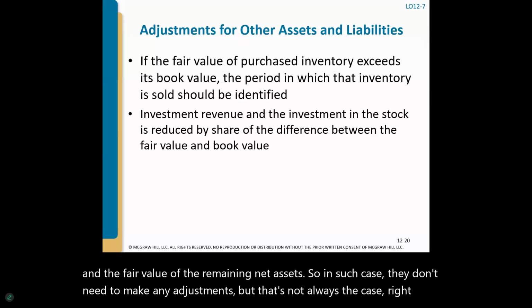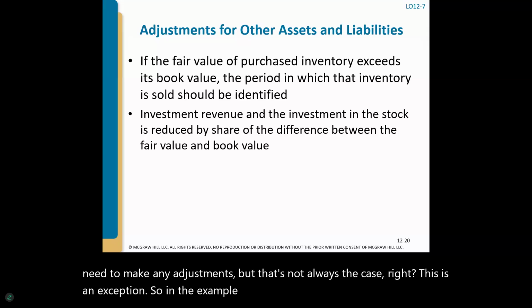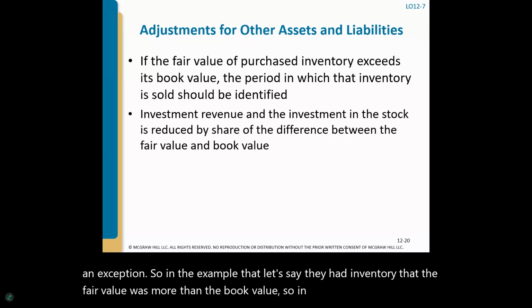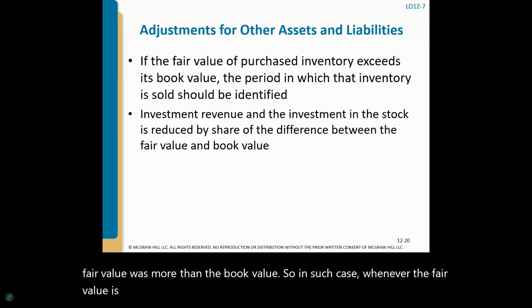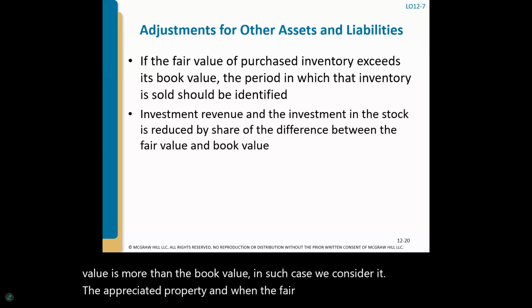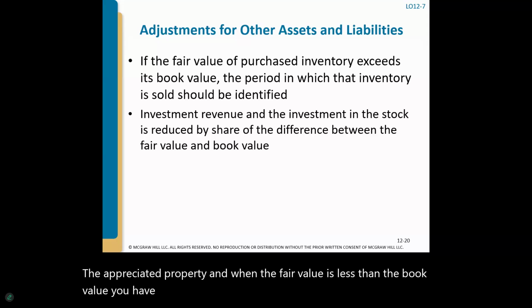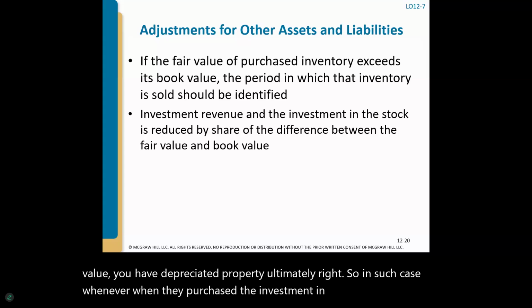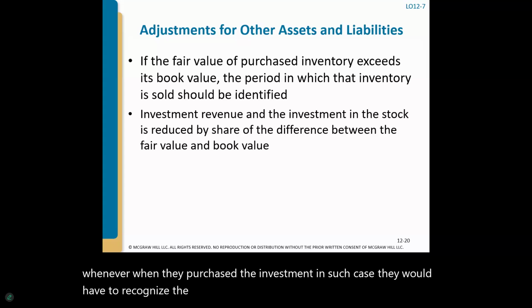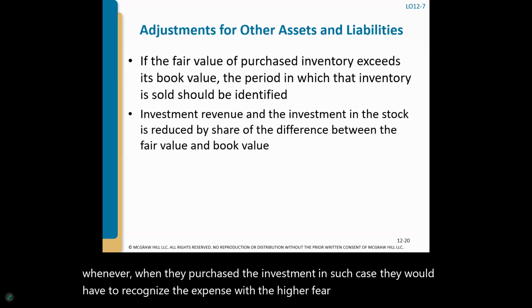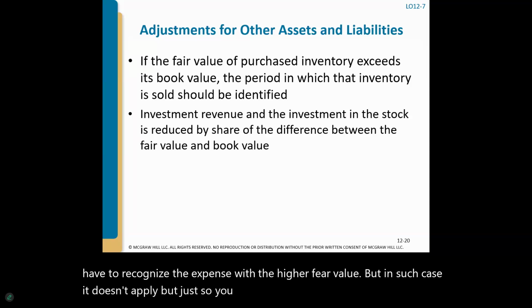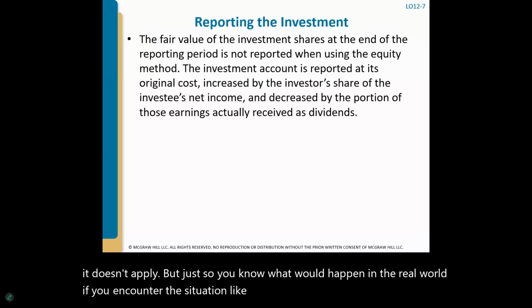This is an exception. So in the example, let's say they had inventory that the fair value was more than the book value. Whenever the fair value is more than the book value, we consider it to be appreciated property, and when the fair value is less than the book value, you have depreciated property, right? So when they purchased the investment, they would have to recognize the expense with the higher fair value, but that doesn't apply here. But just so you know what would happen in the real world if you encountered a situation like that.